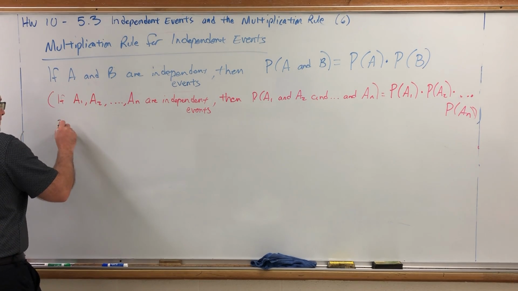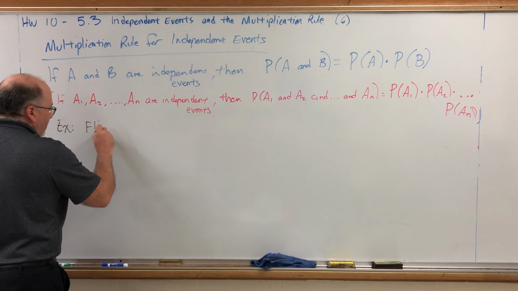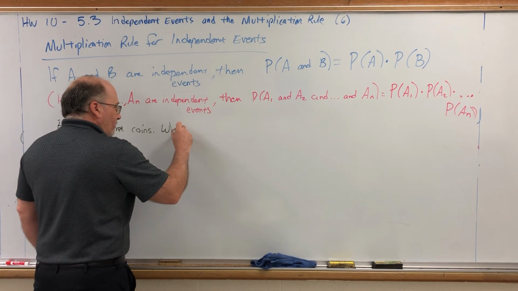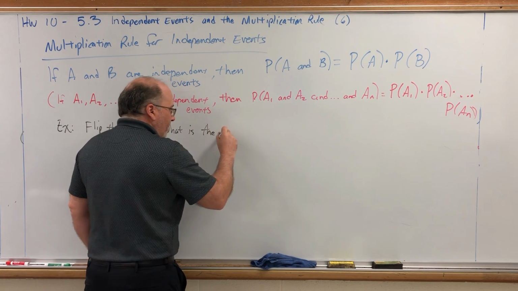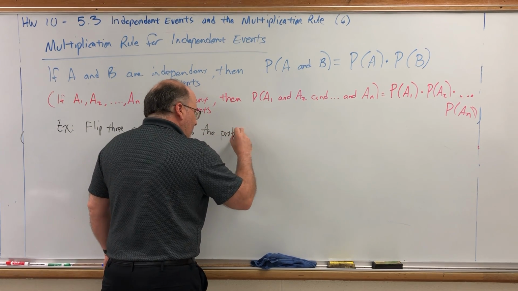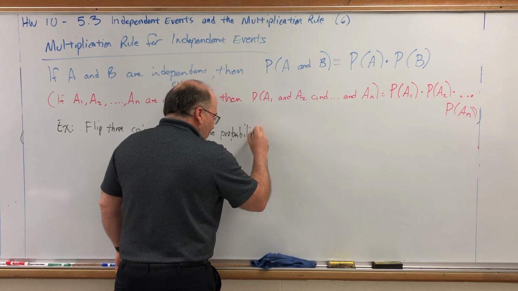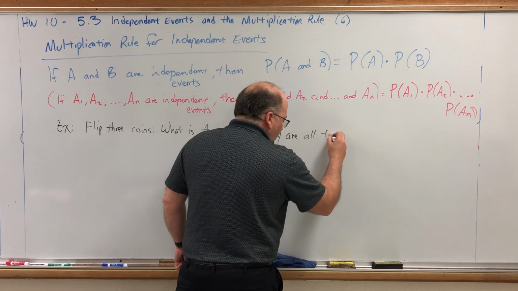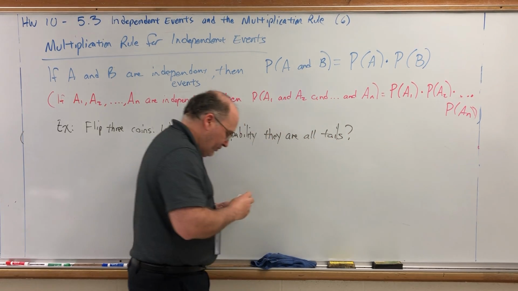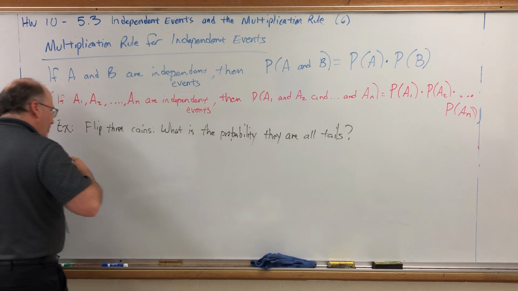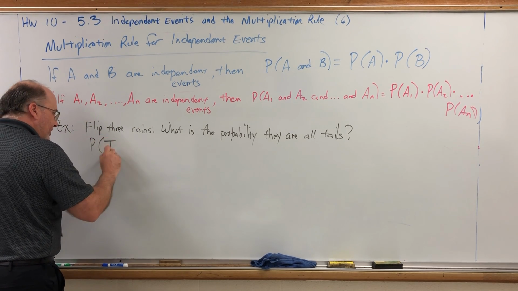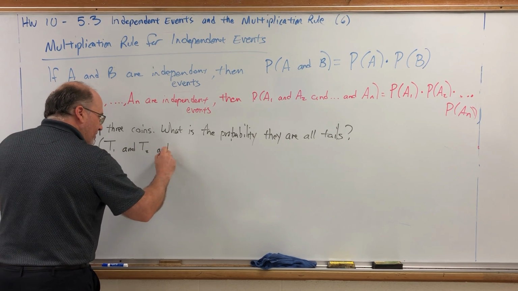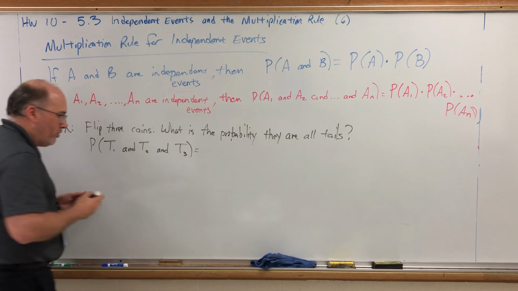For example, let's say you flip 3 coins. What is the probability they are all tails? So in other words, we're figuring out the probability that we get tails on the first coin flip, and tails on the second coin flip, and tails on the third coin flip.